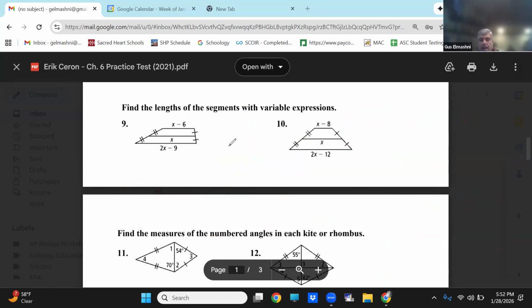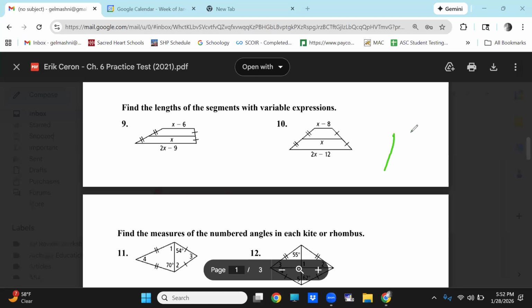Why is that middle segment the average? I'm not sure. Yeah, why. I'm gonna explain to you why.